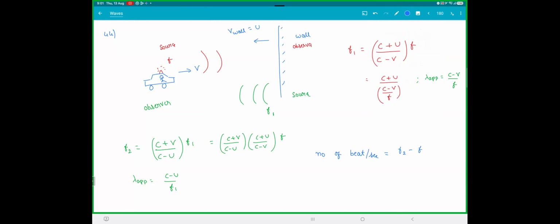Is this clear, everyone? So first you have to take the wall as an observer, car as a source. Whatever frequency the wall will hear, that only will get reflected. Now wall will become the source and the car becomes an observer. You have to apply Doppler back to back.